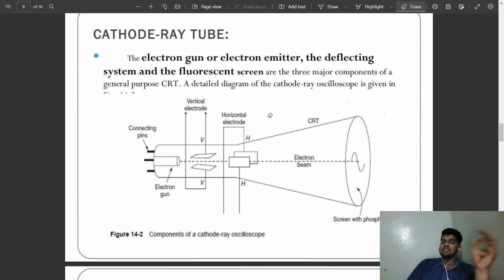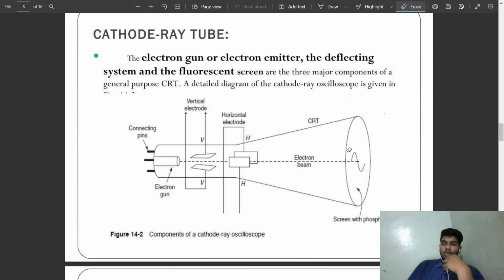Now, what is the deflection system? The deflection system is these two, which are the vertical electrode and the horizontal electrode. From the electron gun, which is the electron emitter, we get a single dot, and those are transformed into a waveform, which means it deflects that single point of electrons into a waveform. So a single point is taken into a waveform. Okay, remember that. And then how are we going to display it? We just have an electron beam, which is just electrons.